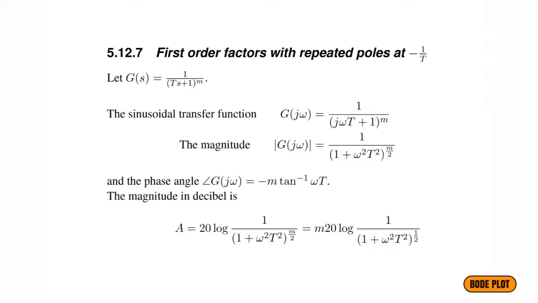This is for multiple factors. If it is m, the phase shift will be multiplied by m. Similarly, the magnitude is to the power m times what we got in the previous plot. That's all. Next.